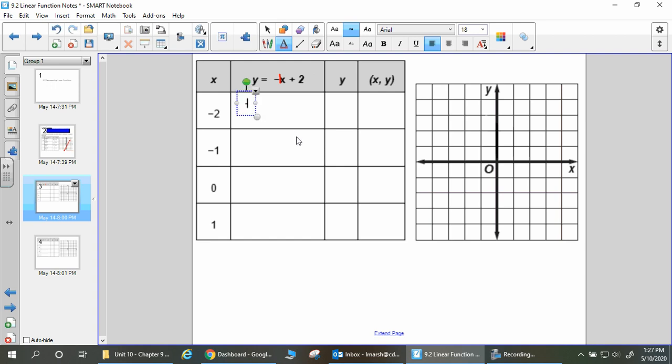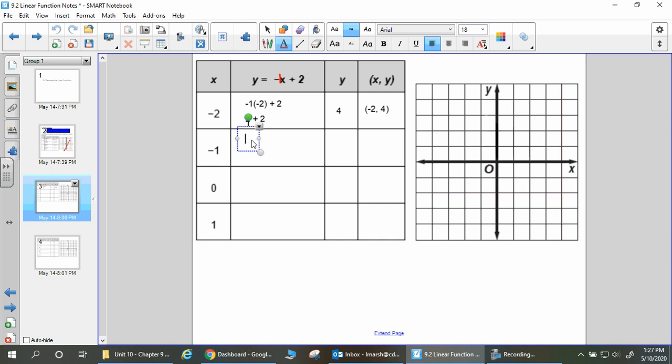For example, if that's a -1 in front of my x, and my x value is -2, and then I still have this +2. Remember, negative times negative is going to make a positive, right? So -1 times -2 is +2. 2 plus 2 makes 4. And that gives me an ordered pair of -2, 4.